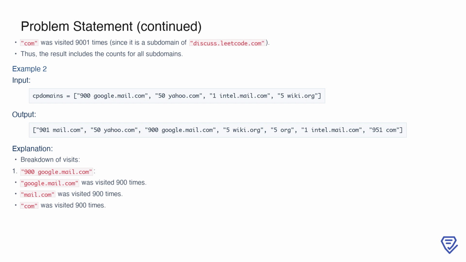Let's now consider a more complex example to deepen our understanding. If the input is domains equals 900 google.mail.com, 50 yahoo.com, 1 intel.mail.com, 5 wiki.org, we need to process each domain and its subdomains separately. Starting with 900 google.mail.com, we see that google.mail.com was visited 900 times, which means that mail.com and com also received 900 visits each. This cascading effect ensures that all relevant subdomains are accounted for. The final output will include these counts, along with the results for the other domains in the input list.